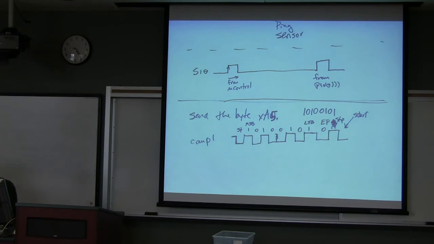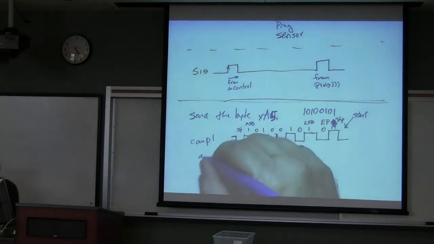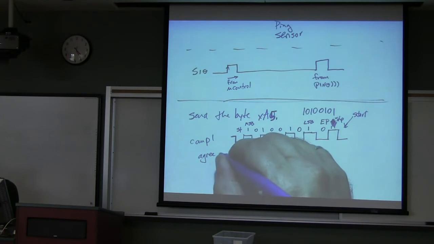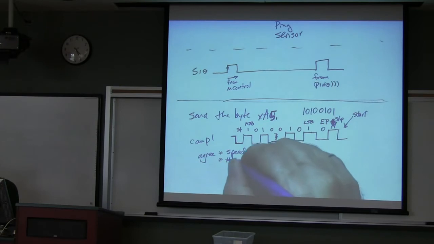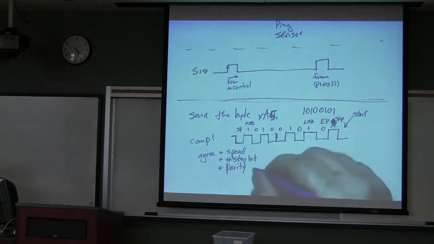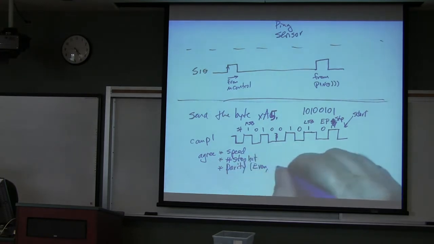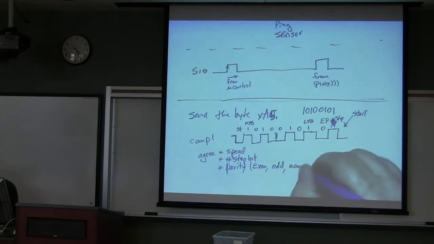Now, one thing is that between my two machines, they have to agree to communicate at the same speed. So, in advance, you have to agree on the speed, the number of stop bits, and the parity. And you can have even, odd, or none. You can decide not to have any parity whatsoever.